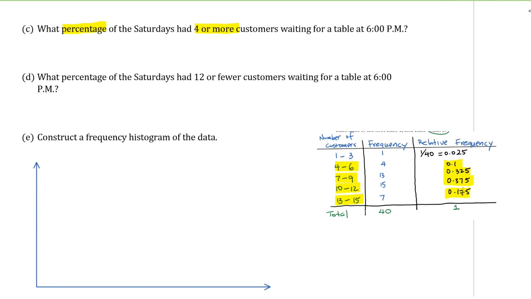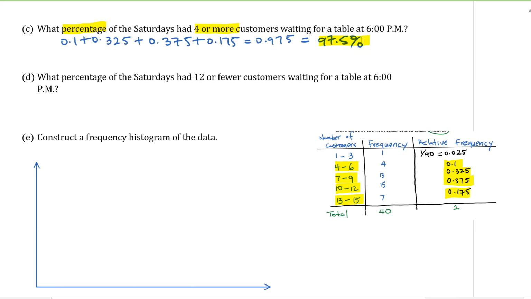Okay, let's do it. So 4 or more corresponds to 0.1 plus 0.325 plus 0.375 plus 0.175. And when you add them all together, we'll get 0.975. And to convert that to a percentage, I multiply by 100, which is going to give me 97.5%.